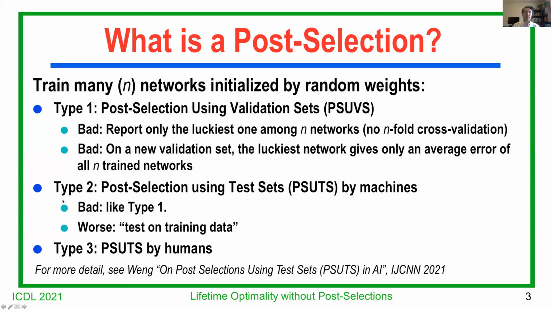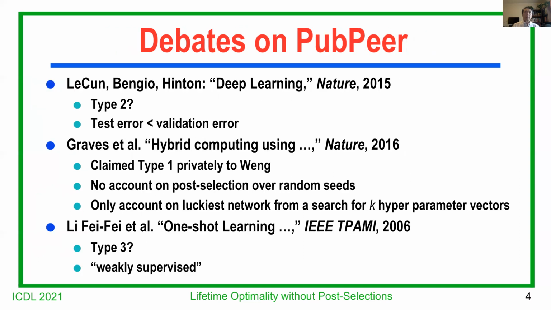Type 2, using the test set, is bad like type 1, but even worse, you test on the training data. Type 3 uses PSUTS by humans. For more detail, read the paper in IJCNN this year. There is a debate on PubPeer about a deep learning paper, Graves et al. about hybrid computing, and Li Feifei's PhD work in the journal paper in PAMI.